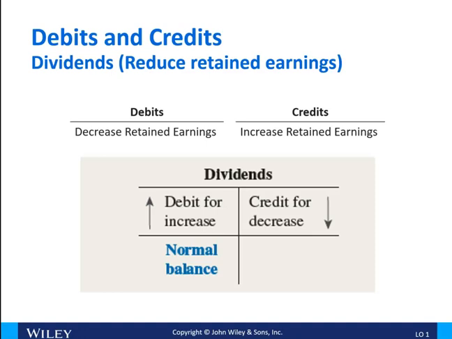Okay, so there's always exceptions in accounting. This is one of the exceptions. It's a stockholders' equity account, or retained earnings, but it acts to reduce retained earnings. So the debits and the normal increase and decrease that you would think of for a stockholders' equity account is reversed for dividends. Okay.